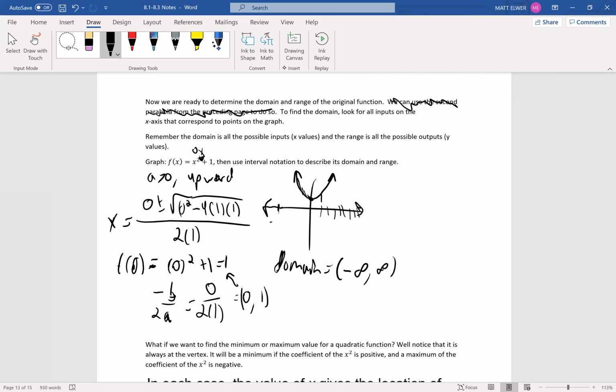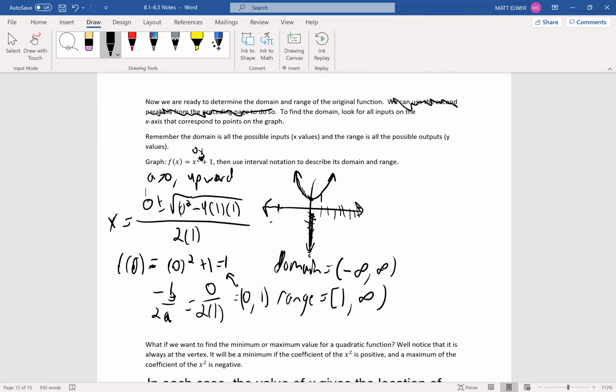Okay, and then the question is, for all my possible inputs, what are all my possible outputs? So what are all my y values? So my range. Notice that I can't have any negative numbers. On my range, my y values, there's no negative number that I could pick down there. My very first value that I can pick is 1 up here. My very first y value is 1. So I can say my range goes from 1 all the way up to infinity.